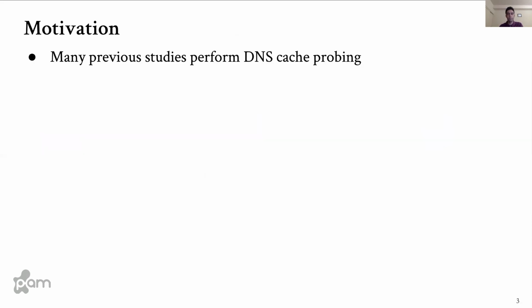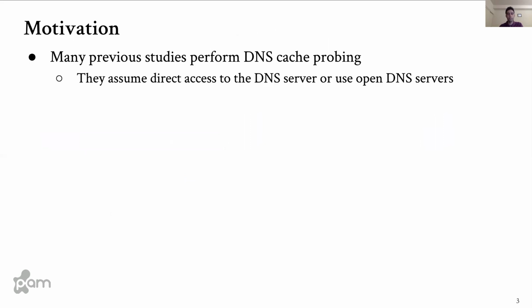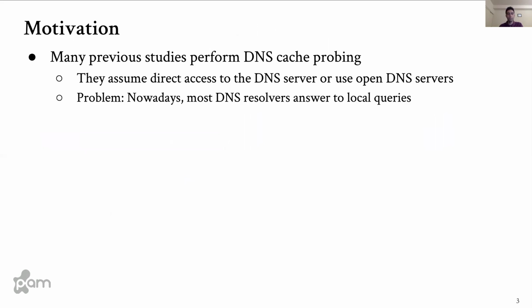There have been a lot of previous studies that have performed DNS cache probing, where they either assume direct access to the DNS server or use OpenDNS resolvers. But nowadays, more and more of these resolvers are configured to only respond to queries from local clients. So the techniques from these prior approaches are becoming increasingly less applicable. Our solution to this problem is DNS forwarders.